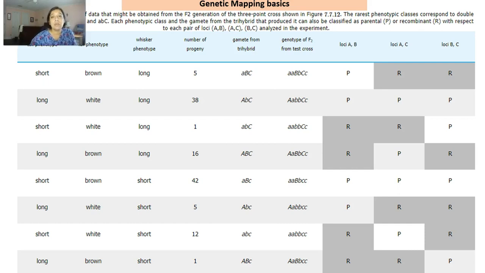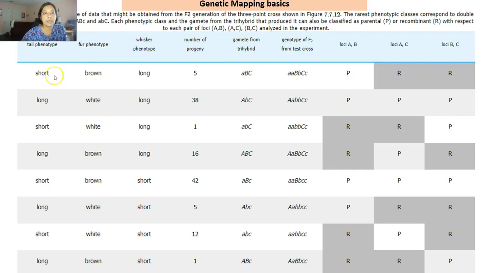Here's an example. Cross results form something like that. This is a cross where there is a 3-point cross. You have your phenotypes again, the short or long tail, brown or white fur, and now we are also looking at whiskers, so long or short whiskers. Then you have the number of progeny present for each one of them after we did that 3-point cross, so in F2. And then we are looking at the different possibilities of the gametes from the trihybrid that would give rise to these particular results, given the genotype of the F2 cross for each one of these, right? So these are your genotypes.